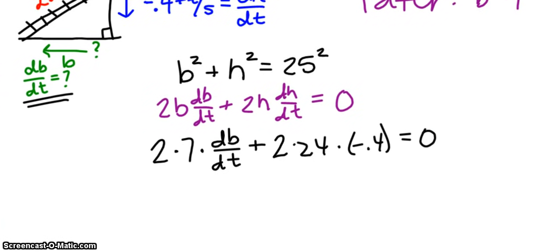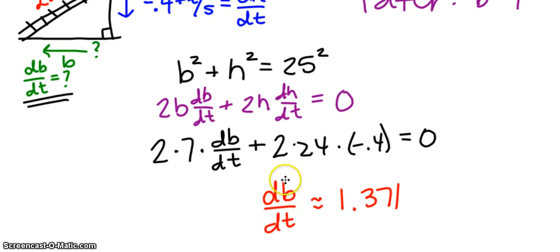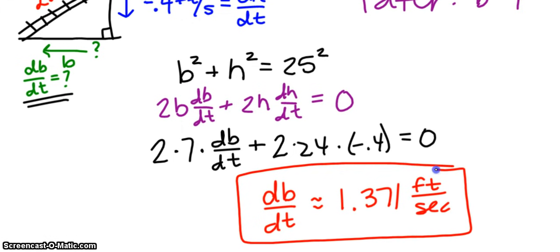All right, so the last thing to solve for is dB dt. So when you crank all that out, I need to remember the 3 decimal place rule. So dB dt is approximately 1.371. We're measuring the rate of the base changing, and that was measured in feet. Time was seconds. Feet per second. Sliding down fast, kind of a ladder situation. That's dangerous. Don't climb on it. Yeah, wear a helmet.